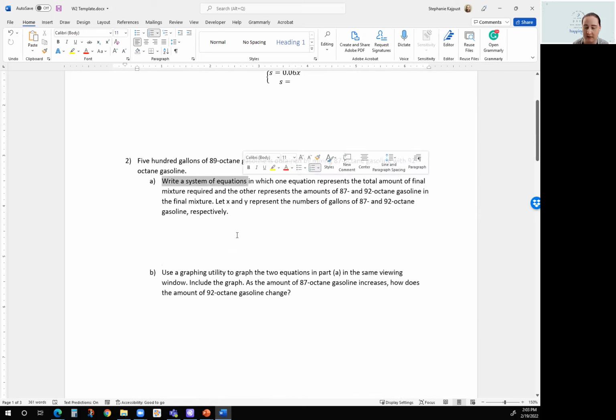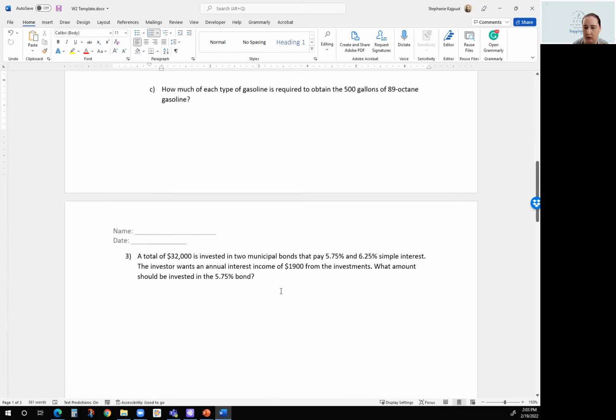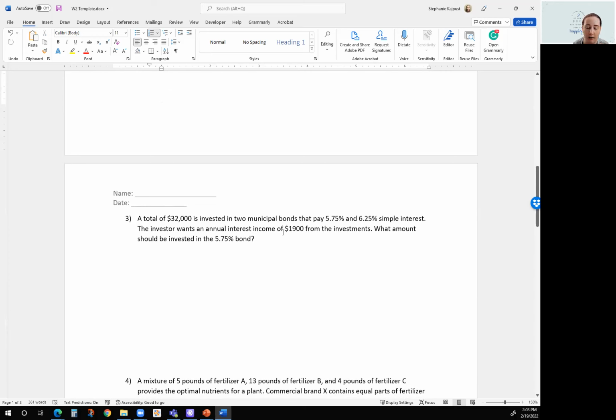Like here, it just says write a system. So you don't solve in this part. So don't solve it here when it doesn't tell you to. Here, you want to make sure you include the graph. So you can do this in Desmos and then paste your graph into here, or do your graph by hand or upload the graph as a separate file. If you're doing your work on paper, that's fine. Make sure you are actually answering the question. Here you're solving. This is another one where you're not given your variables. So you need to tell me which variable is the 5.75%, which is the 6.25%, because I won't know if you don't tell me.